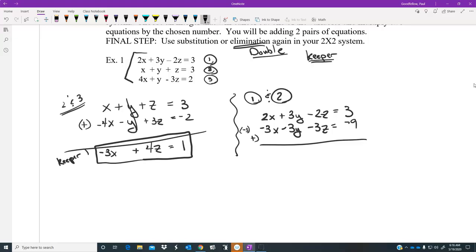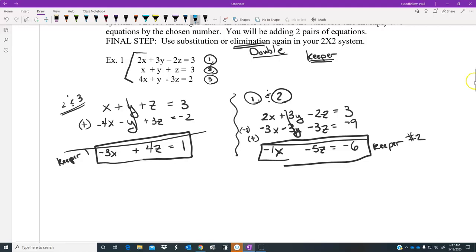And now I can add those in an elimination sense. So negative 1x, eliminate the y again. Add these together is negative 5z is equal to negative 6. Now, this second equation that I got right here is the second keeper. That's why we call it the double keeper method. And what you're going to want to do now, since this is a double elimination concept, is take these two equations and eliminate again. So we've got negative 3x plus 4z is equal to 1 is one combination, and negative 1x minus 5z is equal to negative 6 is the other.